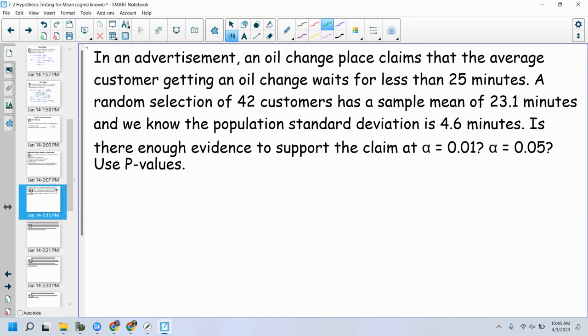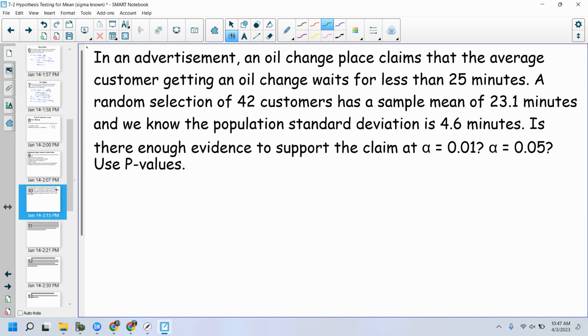It's interesting. In my mind, how do we know population sigma? That seems weird to me that we know population sigma. Whatever. Section 7.3 seems more real life to me, the fact that we will not know sigma and that we have to use s. Okay, but we do know sigma here. It's 4.6 minutes.